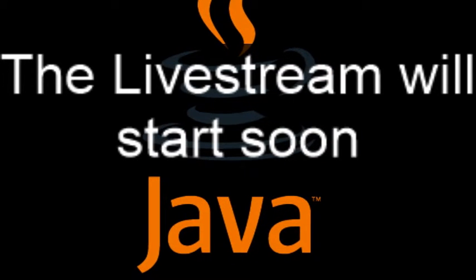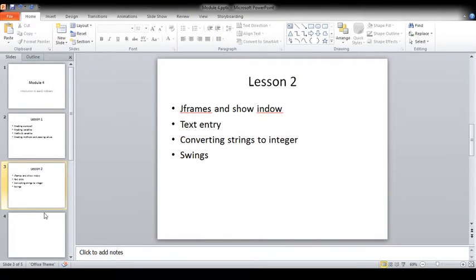Right, starting up this second session now. This is Module 4, Introduction to Java. In the session today, we're going to look at JFrames and showing windows, text entry, converting strings into integers, and Swing.